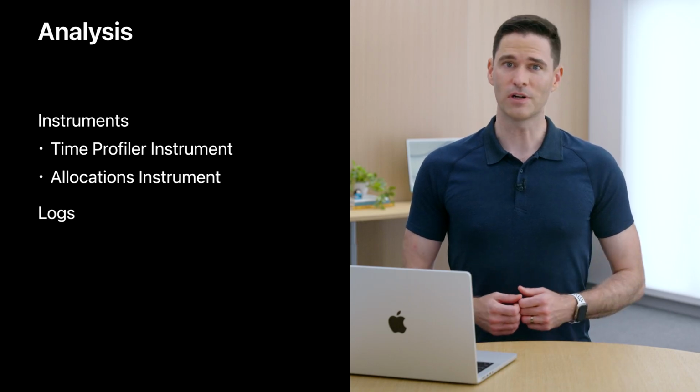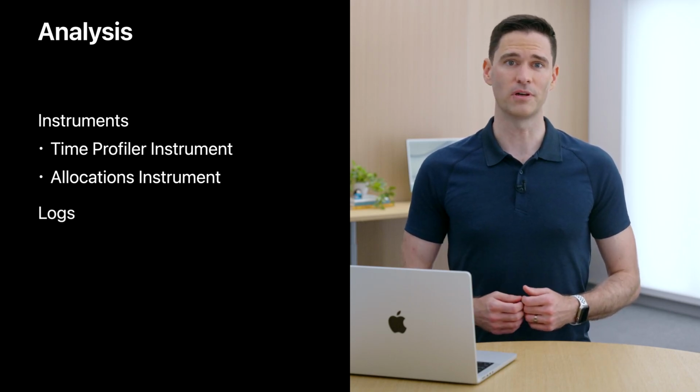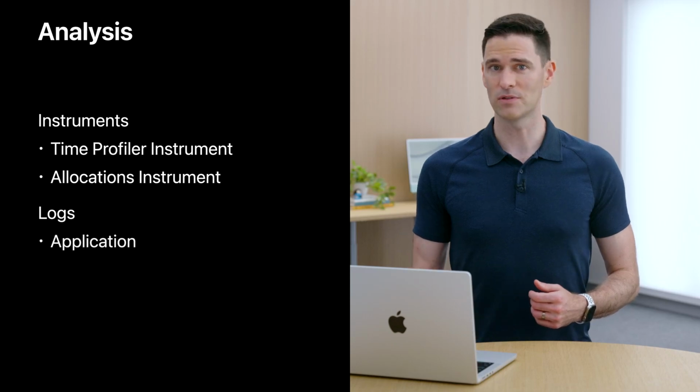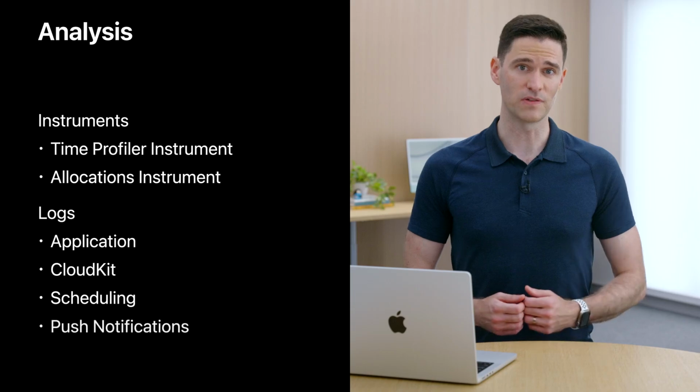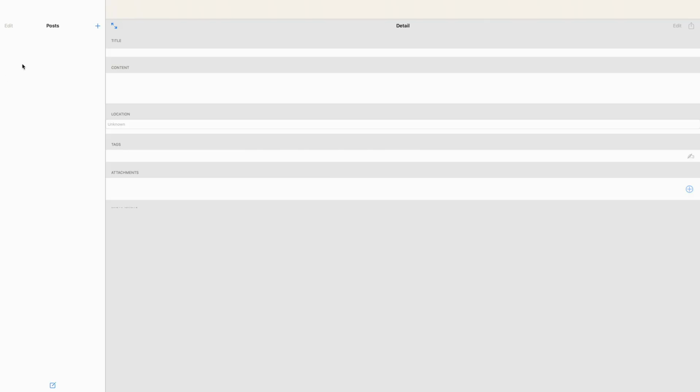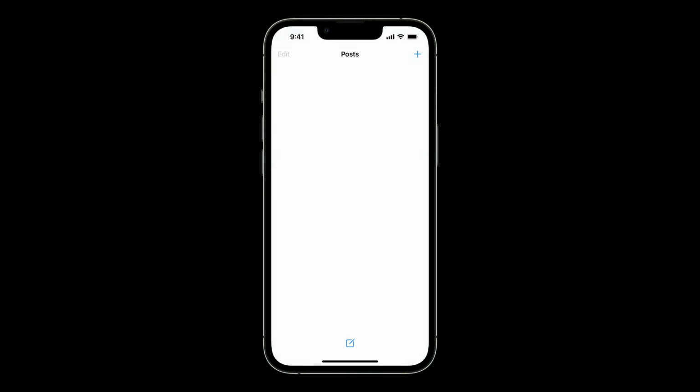Additionally, the system logs also contain a wealth of information about an application and the system services it depends on, like CloudKit, scheduling, and push notifications. I'm going to sync a single post between my MacBook Pro and my iPhone. When I insert a new post on my Mac, give it a short title, and let it upload to iCloud, the system logs capture a number of events. When it syncs to my iPhone, sometimes even capturing intermediate state, the system logs capture a corresponding set of events.